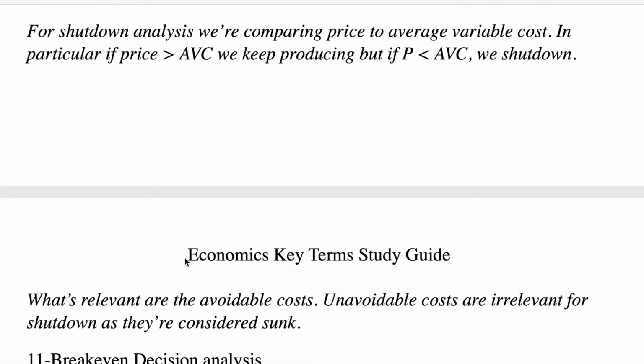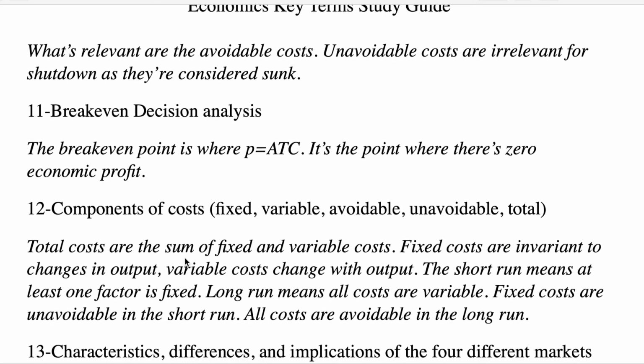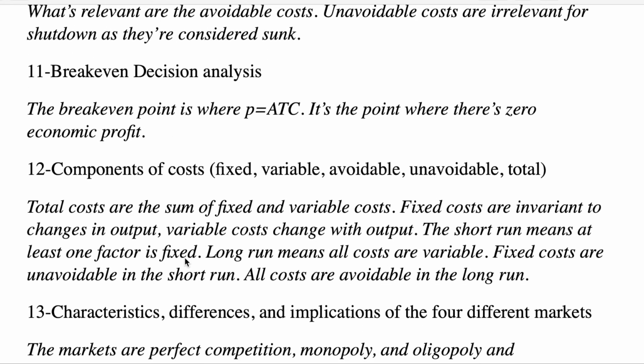Ultimately, what's relevant are the avoidable costs, right? The idea is, can the firm save money by shutting down? In other words, can it avoid some costs? And if the answer is yes, then maybe it will. You want to ignore the unavoidable costs, because there's no point in changing your decision if it's not affecting the costs that are borne. And so unavoidable costs are irrelevant for shutdown. They're considered sunk in the short run, such as rent payments or something like that within the month.